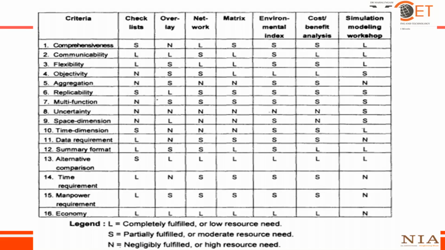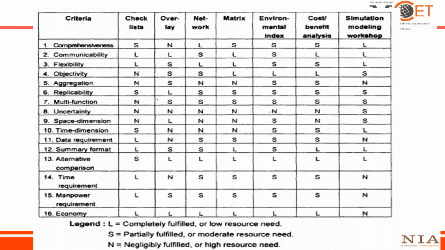Time requirement, right? So time requirement is not the same as time dimension, right? So time requirement is how much time is required, whether the method considers this aspect of how much time will be required to conduct the EIA. Manpower requirement, whether the process takes into account how much manpower will be required. Economy, right, economical, that is the aspect, whether that is taken into account by this particular method. So these are some parameters based on which the methods have been evaluated, right?